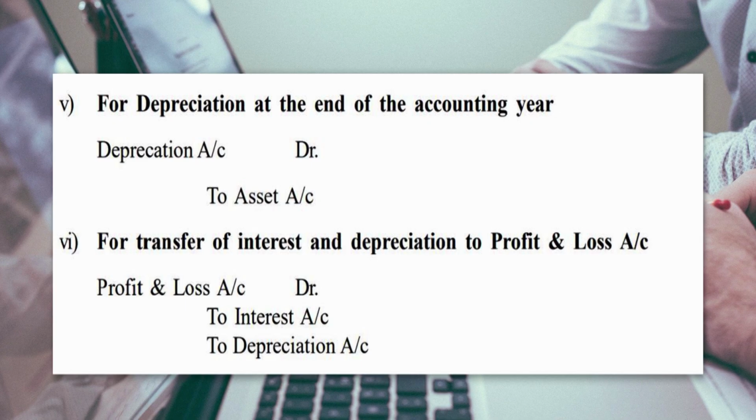So very simple, the balances of all incomes, expenses, losses and gains are transferred to the profit and loss account. So the depreciation balance and the interest balance both are expenses for the buyer, therefore the balances of these two accounts will be transferred to the profit and loss account, and profit and loss account will be debited, to interest account, to depreciation account. So by making this entry, the interest account is closed, the depreciation account is closed.